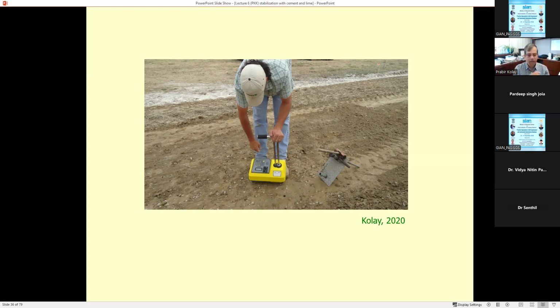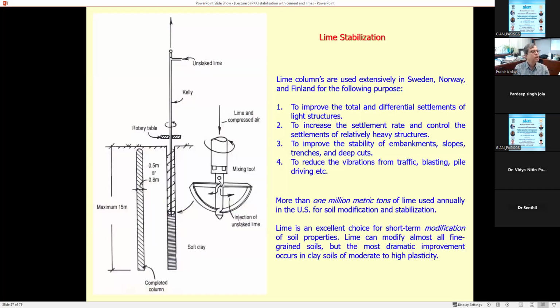You can use a core cutter, a sand replacement method, a water replacement method, or a rubber balloon method. So lime stabilization, as I mentioned, is mostly a mix. This one is just shallow mixing. There are also deep mixings, and you can make a lime column too. So these are the different equipment.